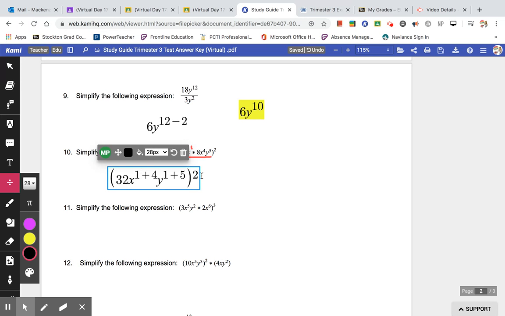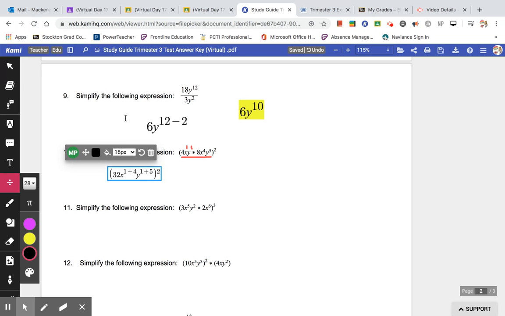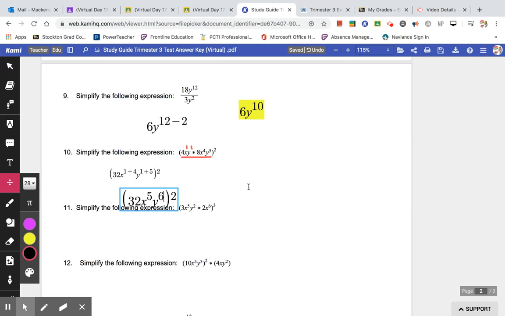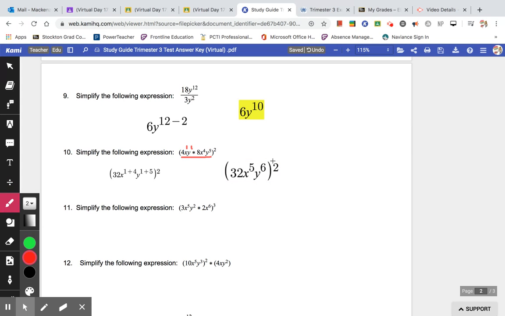So we can go ahead and, let me make this a little bit smaller, simplify that by just adding those exponents on the inside. So again, keeping that squared on the outside. So keep the 32, the x, 1 plus 4 is 5. 1 plus 5 is 6. So this becomes 32, x to the 5th, y to the 6th squared. And then now that we are here, this actually just becomes a power to power problem because we have the exponent on the outside with some exponents and bases on the inside. So again, we're distributing that 2 to everything on the inside.